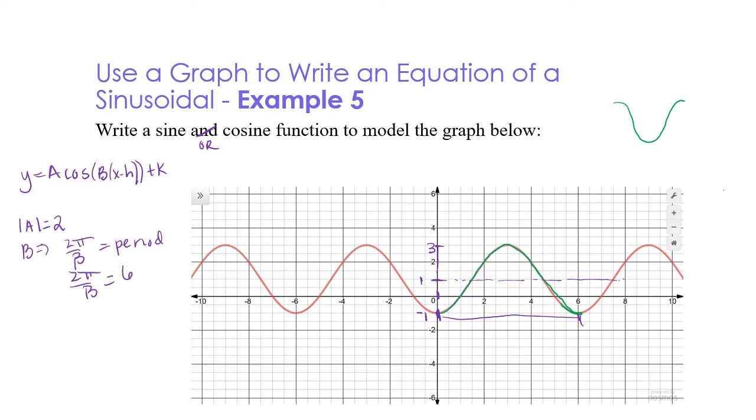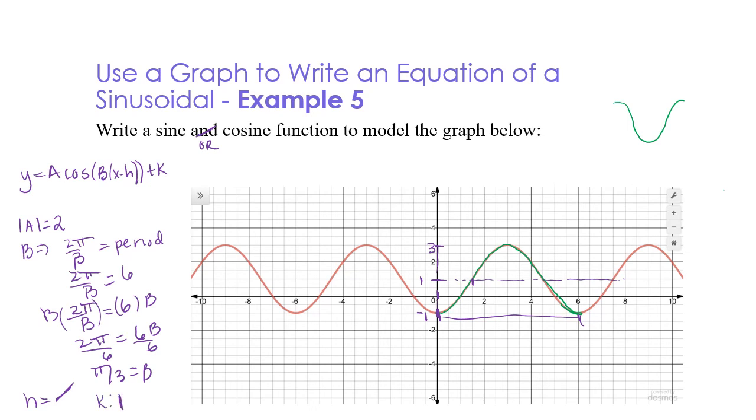So we get 2 pi over b equals 6. Multiply both sides by b. 2 pi equals 6b. Divide by 6. Pi over 3 equals b. Okay, h is that horizontal shift, and because I picked the cosine function instead of the sine, we don't have any horizontal shift. And then our k value is that midline, so that midline is at 1.